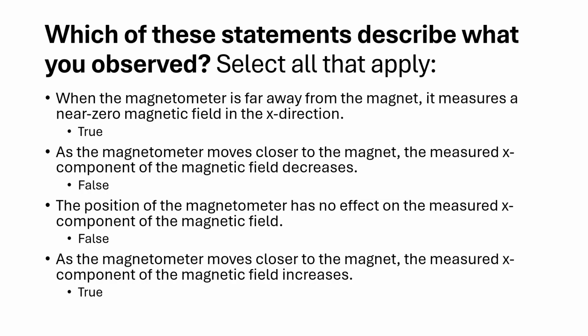Here are some statements describing the data that we just collected. These statements basically boil down to, as the distance increases, the magnetic field strength decreases, and as the distance decreases, the magnetic field strength increases.